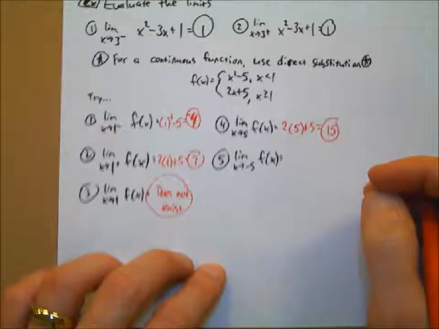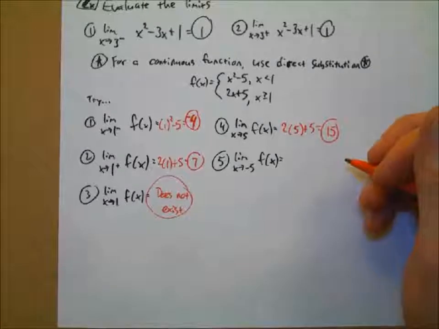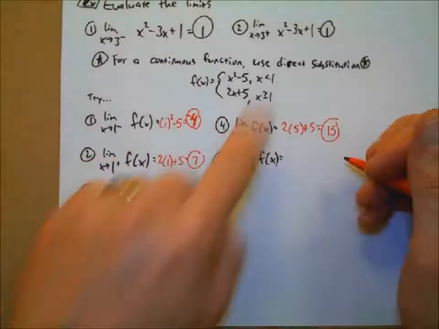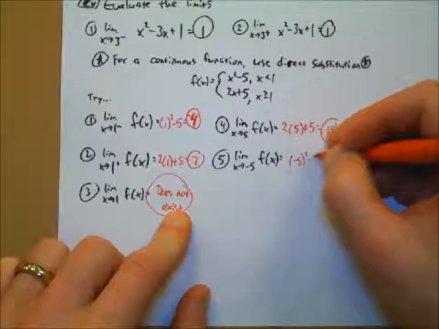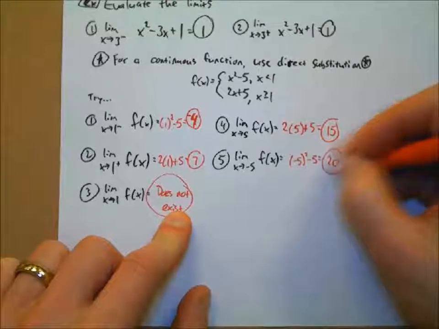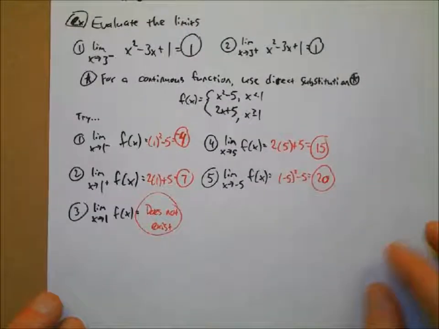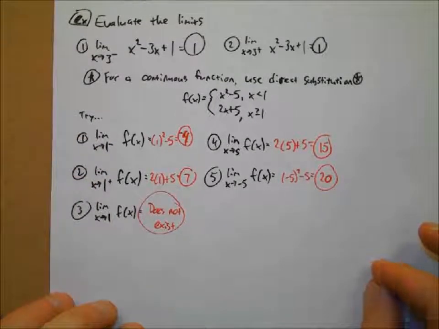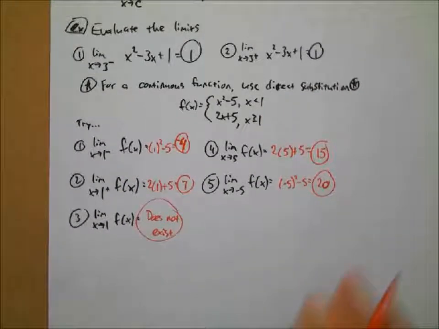And then the limit as x approaches negative 5. That's going to go in which piece? The top piece, right? Because negative 5 is less than 1, so we plug it in there. So you get negative 5 squared minus 5, which is going to be 20. You simplify that. So there you can see a little bit of the importance of the left and right-hand limits, the difference that makes, especially in piecewise functions. So just look out for that.